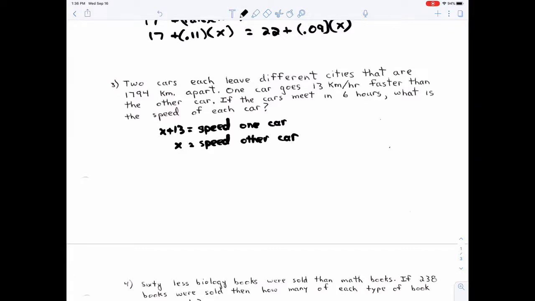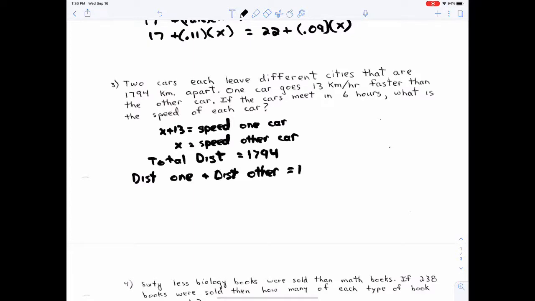So what do they do if you want together? The total distance equals 1794. Again, how do you find a total? Not always, but usually the distance of one car plus the distance of the other. Okay, so how do you find distance? Now we can talk about rate times time, for each one.